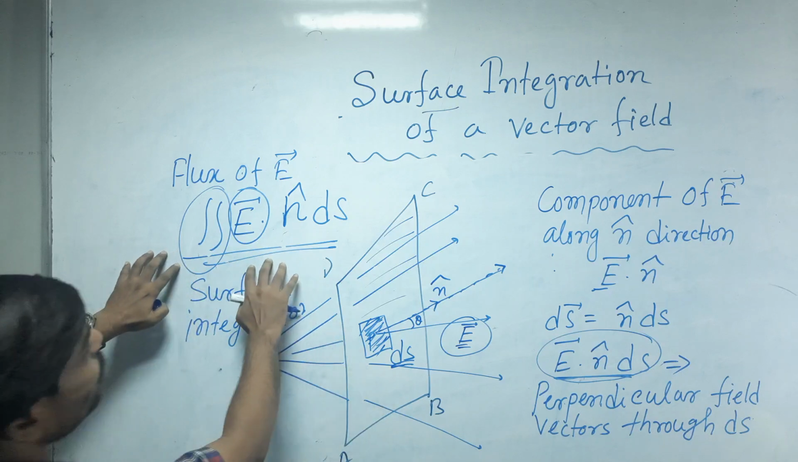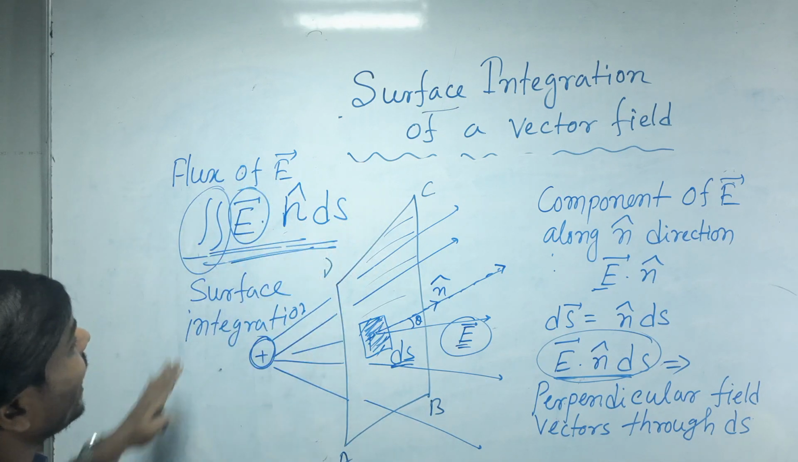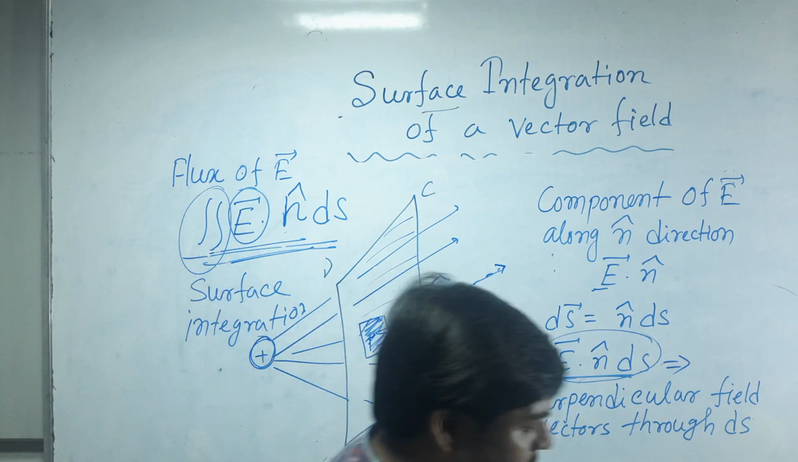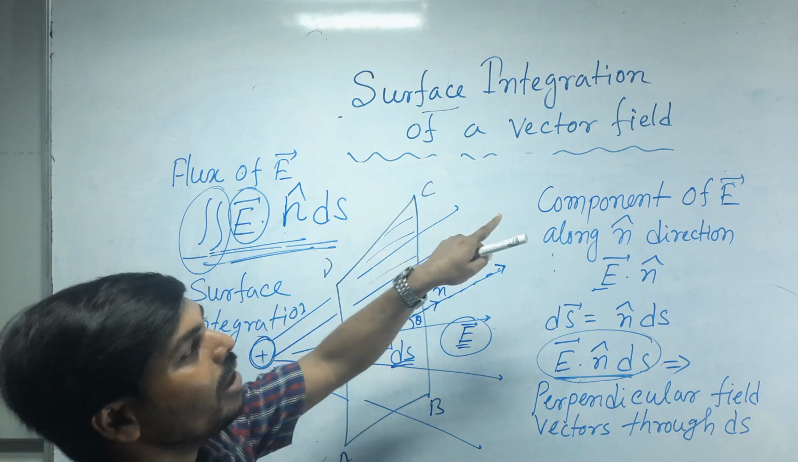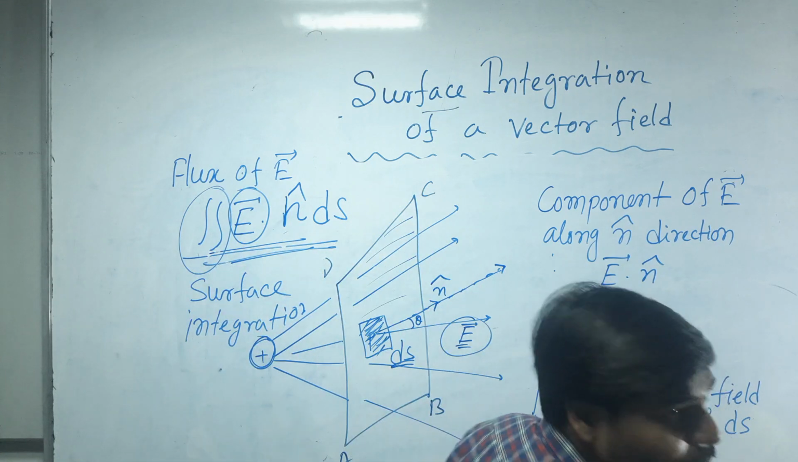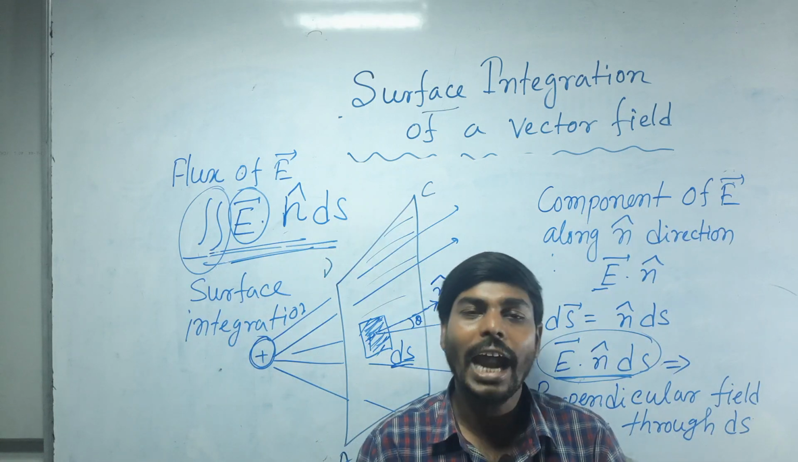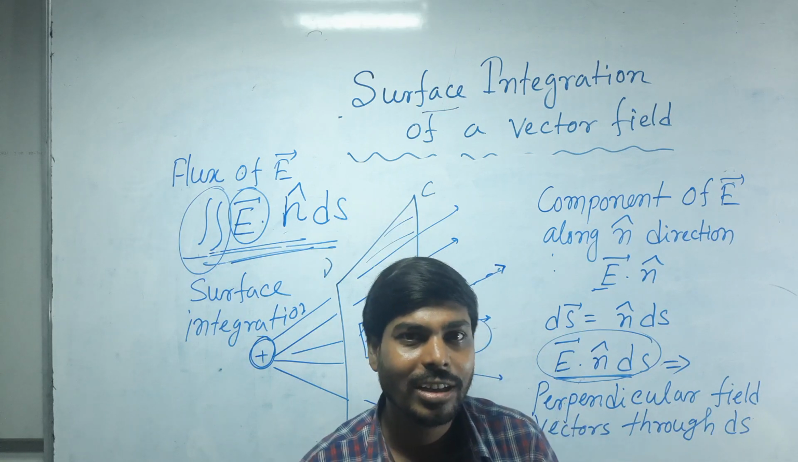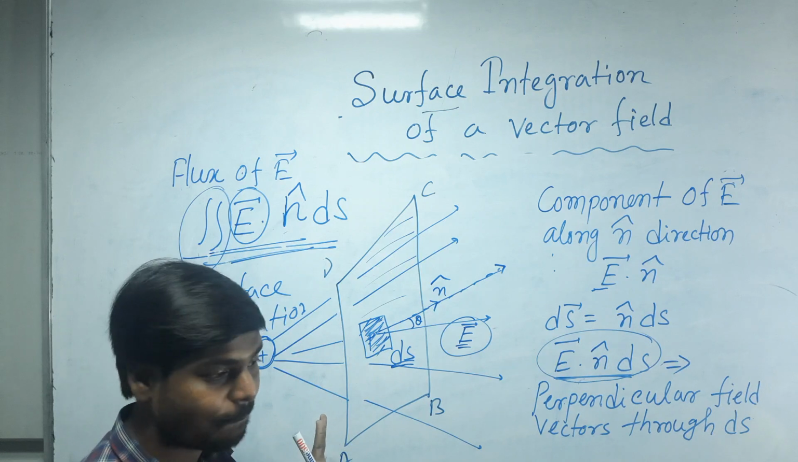We can also take another representation of the surface integration, so I'll write one by one. I think you have understood the physical meaning of the surface integration of any vector field. Surface integration of any vector field means we consider a surface, and the flux of that vector field through this surface is known as the surface integration of that vector. This is the physical meaning.